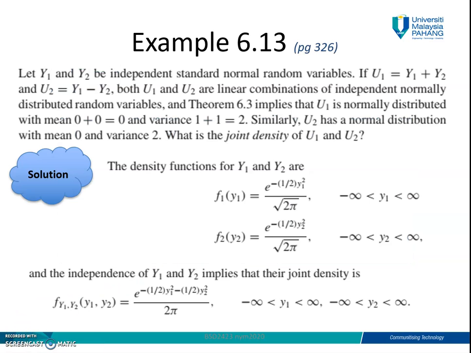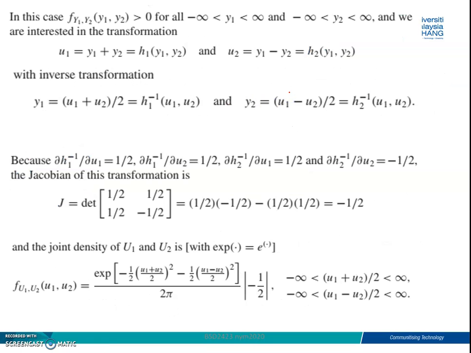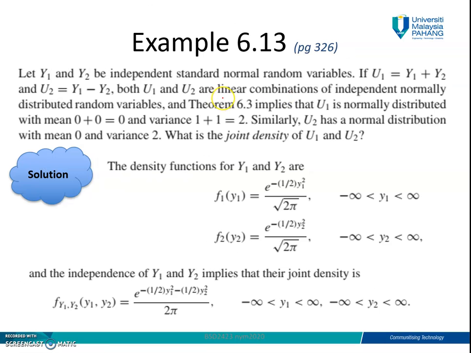Now we look at example 6.13, page 326. Let y1 and y2 be independent standard normal random variables. So y1 and y2 follow independent standard normal distributions. If u1 equals y1 plus y2 and u2 equals y1 minus y2, then both u1 and u2 are linear combinations of independent normally distributed random variables.